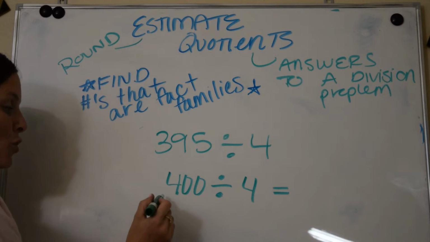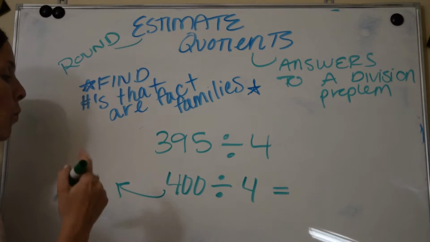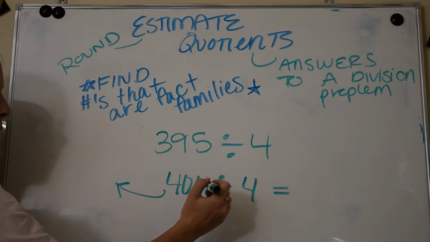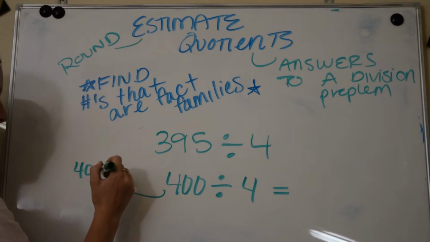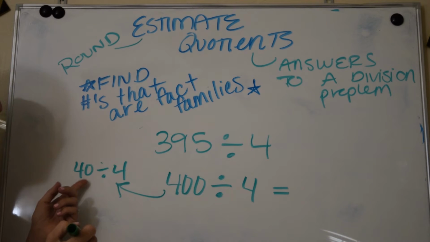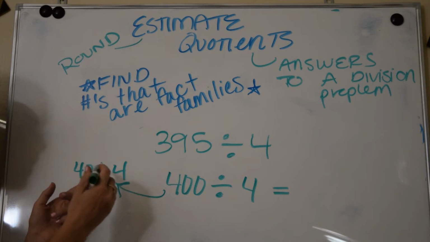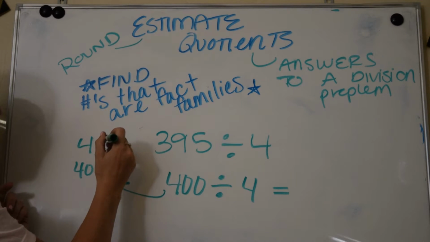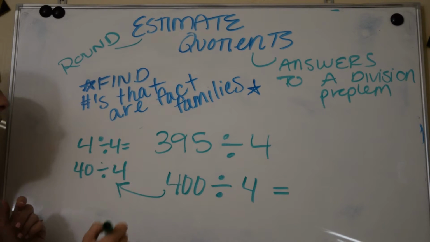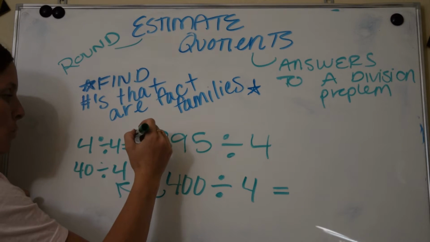Remember our patterns trick. If I go back 1 zero at a time, so if I took away 1 zero, it would be 40 divided by 4. If you know what that is, awesome. If not, take away another 0 and it would be 4 divided by 4. Well, what is 4 divided by 4? It's 1.